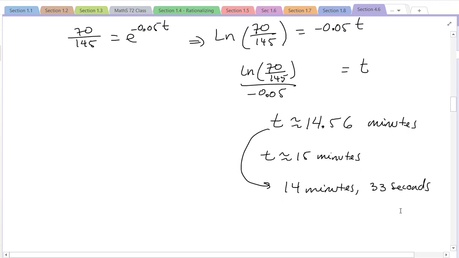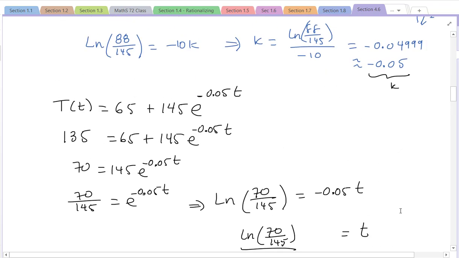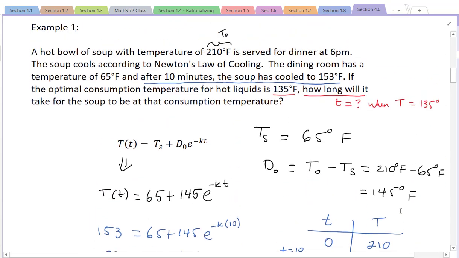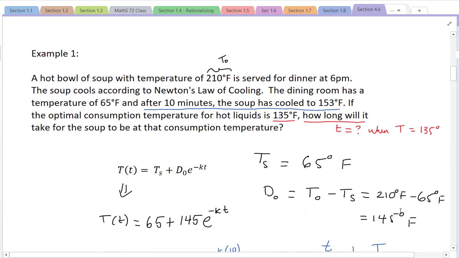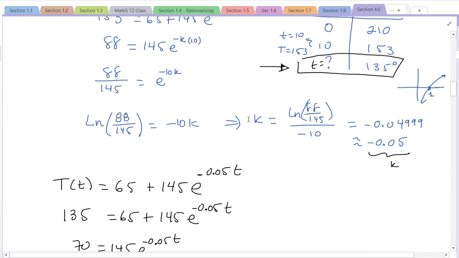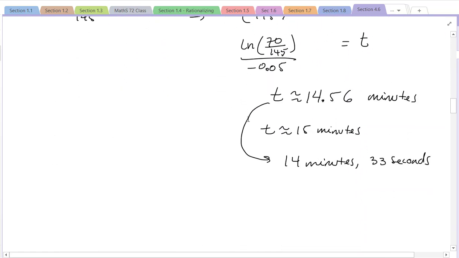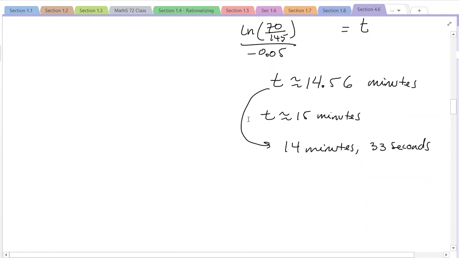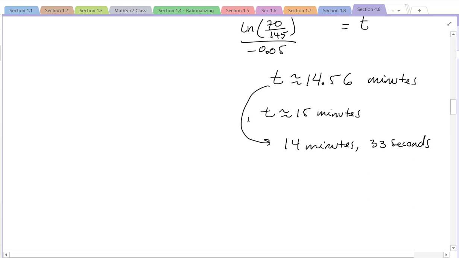So let's try another example. So this was Newton's law of cooling, and this is with just soup. Something is taken out of the pot or served from the pot at 210. But you might see problems like this where a turkey is taken out of the oven, or a pizza is taken out of the oven and then placed in a room at a certain temperature, and then you apply Newton's law of cooling. Another application of Newton's law of cooling is in homicide investigation.